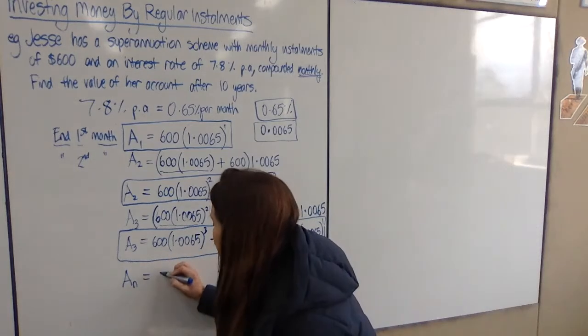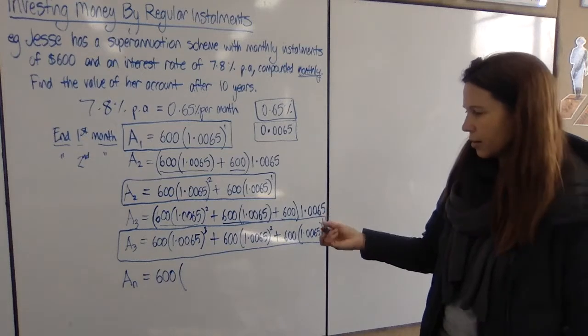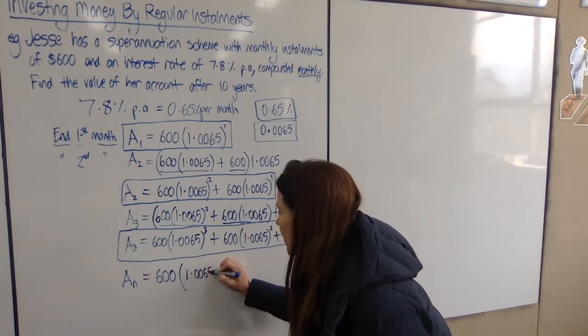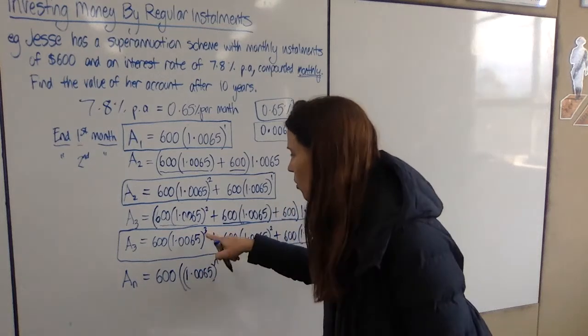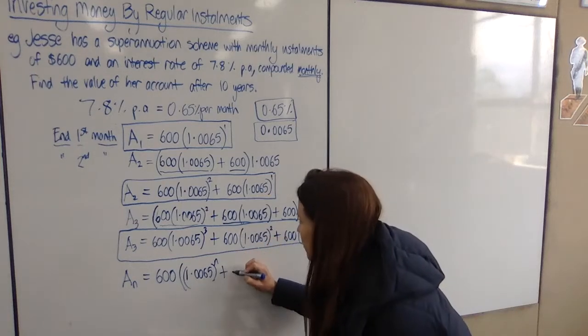So I'm going to put the 600 out the front of the brackets. And what am I going to have inside? Well, I'm going to have a large one of these. Like when I say a large one, I mean to the power of whatever number that is. And then I'm going to have a slightly smaller one.